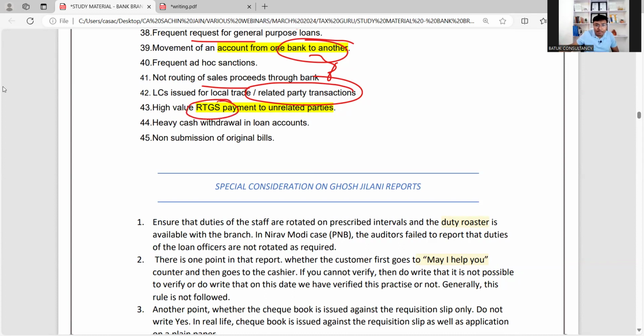High value RTGS payment to unrelated parties. I have no sales transaction with him, there is no purchase transaction, and I am going to make a high value RTGS payment. In that case this is also a situation. Heavy cash withdrawal from the loan account.